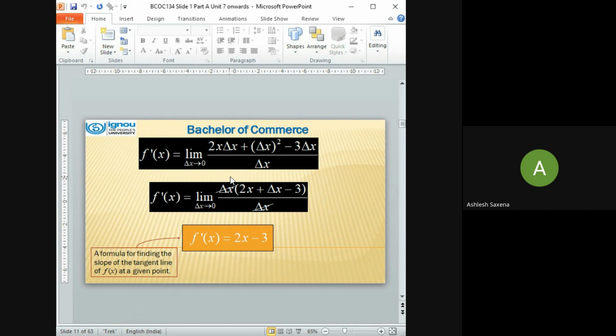So straight away we can see that in the numerator, all the three terms have delta x in common. Straight away take delta x common. As soon as you take delta x common, you are left with 2x plus delta x minus 3. However, f dash x equals 2x minus 3, because all other terms will be zero. We can straight away say that when we are finding the derivative of a function, we are just finding out the slope of the tangent line.